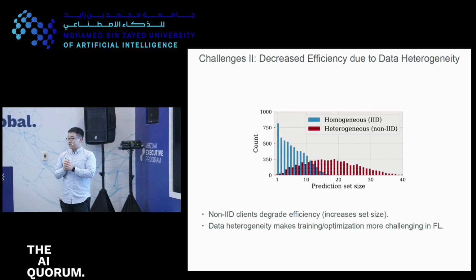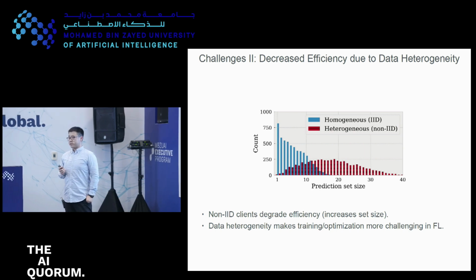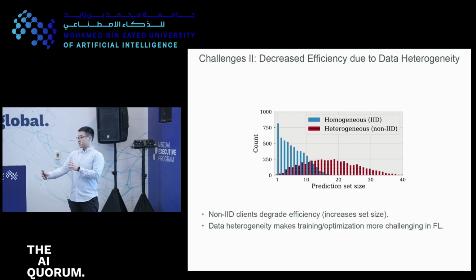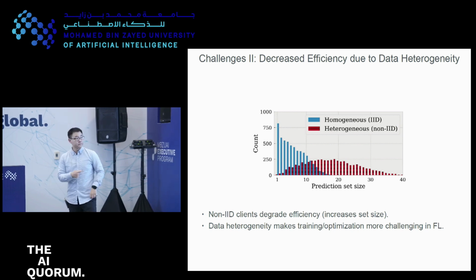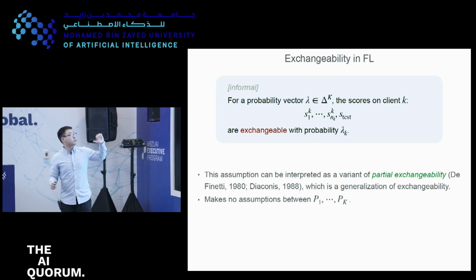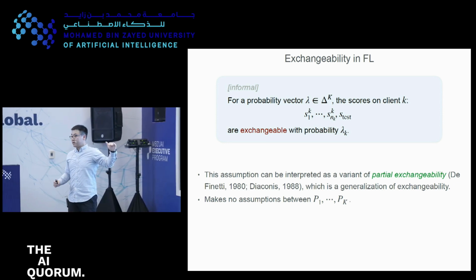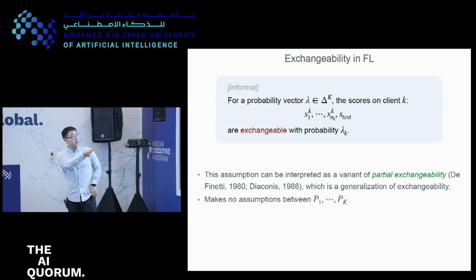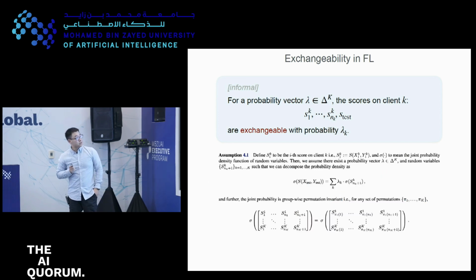if your model is not optimized well, you have a very large prediction set size, which makes the conformal prediction not that effective. So how do we deal with the challenges here? We first identify what the right assumption is under this scenario. Here we are making the assumption that the data points are essentially partially exchangeable. So what do I mean by this?